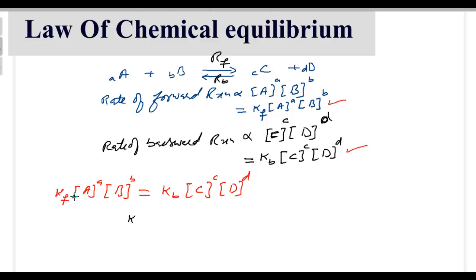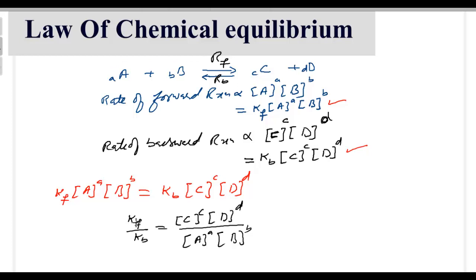The rate constant Kf for the forward reaction divided by Kb for the backward reaction will be equal to the concentrations. I take Kb to this side and keep the concentrations on one side and the rate constants on the other side. So you will get the concentration of C to the power c times the concentration of D to the power d, divided by the concentration of A to the power a times the concentration of B to the power b. The ratio of the rate constants will be equal to the ratio of the concentrations, so that will remain constant.